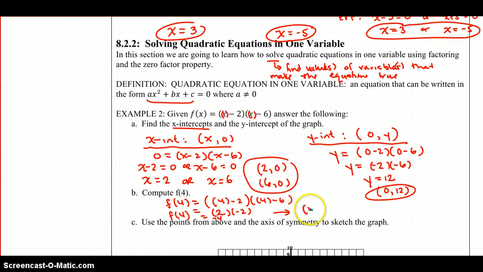Okay, which again, if we put those together as an ordered pair, input of 4 gives us an output of negative 4, gives us another point on our graph. So we've got a point at 4, negative 4 is on the graph.